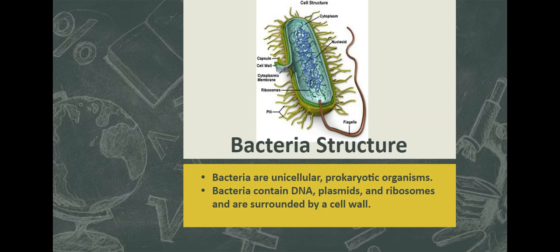Bacteria are living things. They are only one cell big, unicellular. They do not have a nucleus. Pro is no. They are prokaryotic. They do contain DNA in the form of a big chromosome and in plasmids, as well as ribosomes, and are surrounded by a cell wall. So make sure you've drawn that diagram.